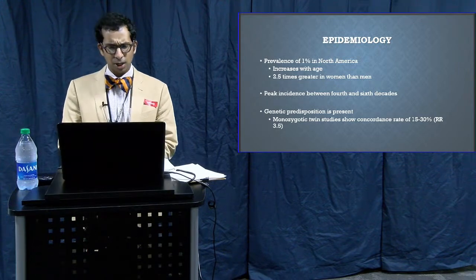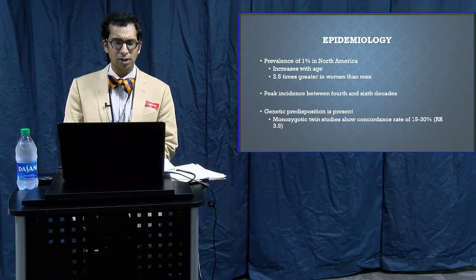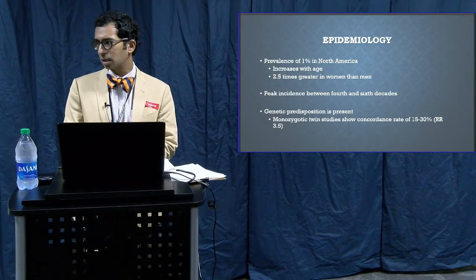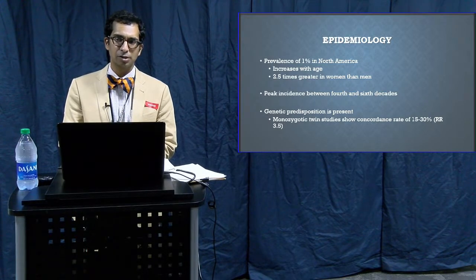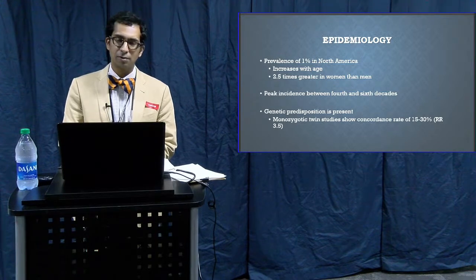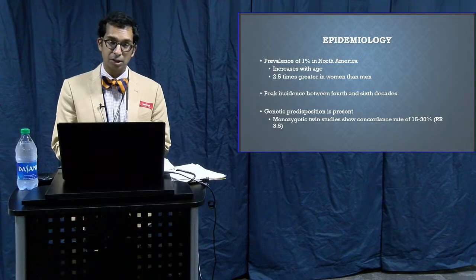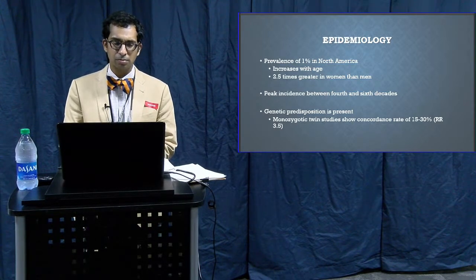So a little bit about the epidemiology of this disease. The prevalence of rheumatoid arthritis is considered to be roughly about 1%, and it's important to keep in mind that varies with certain populations. So among certain Asian populations, the prevalence may be a little lower at 0.2%, whereas in some Native American populations, the prevalence is closer to 4 to 5%. The prevalence increases with age, and it's about 2 to 2.5 times greater in women than in men.